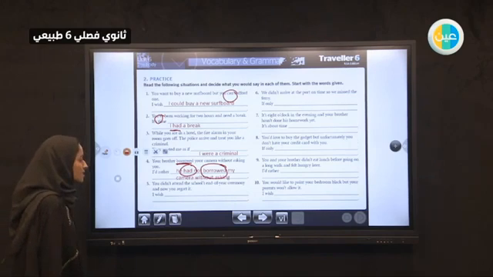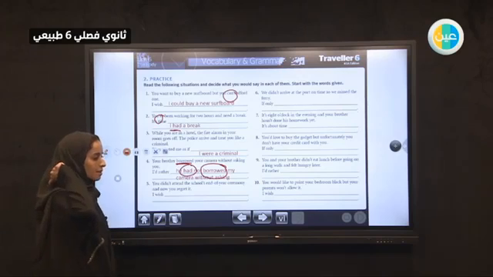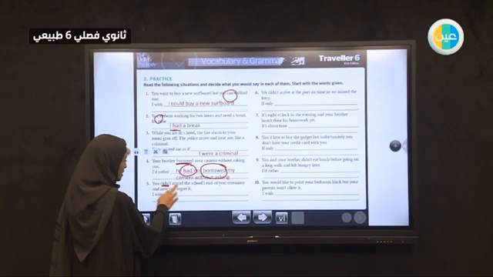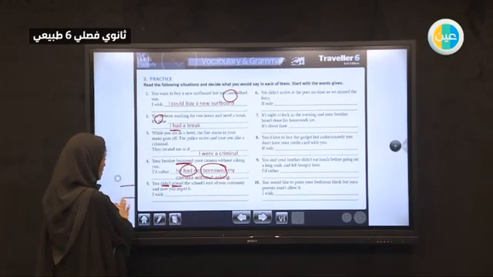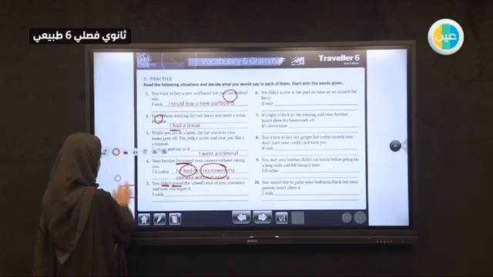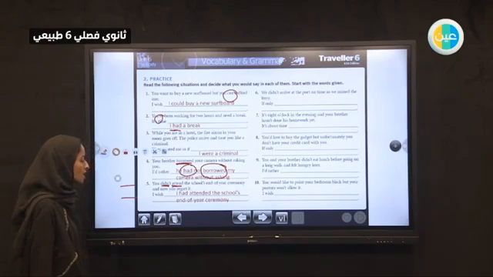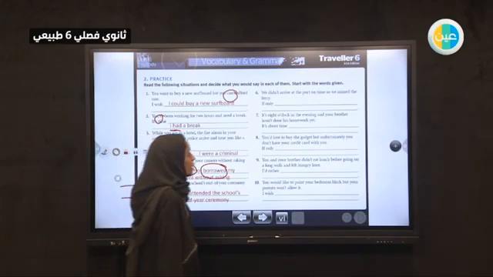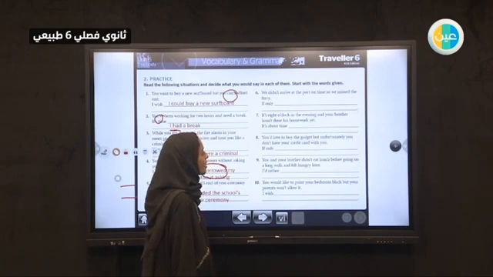You didn't attend the school end of the year ceremony, and now you regret it. It happened maybe last year. Didn't attend. So we will change it into the other one. So we would say, I wish I had attended the school's end of year ceremony.